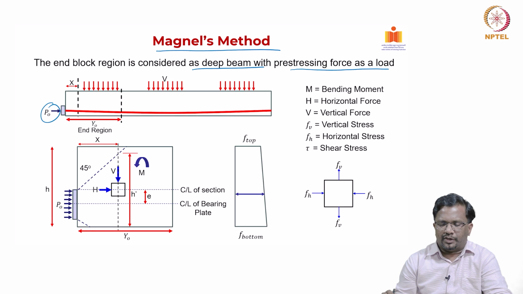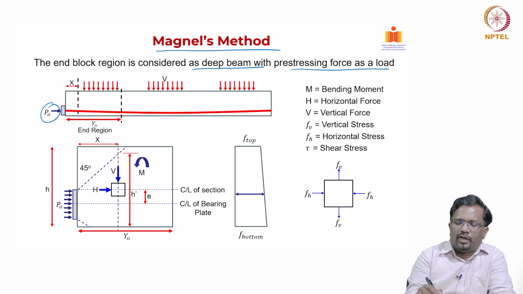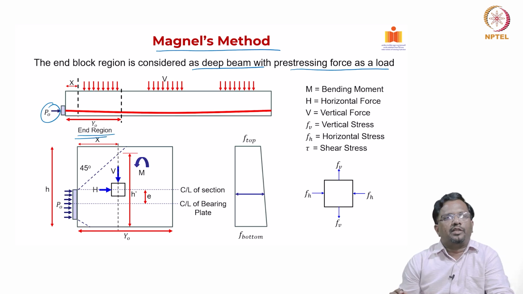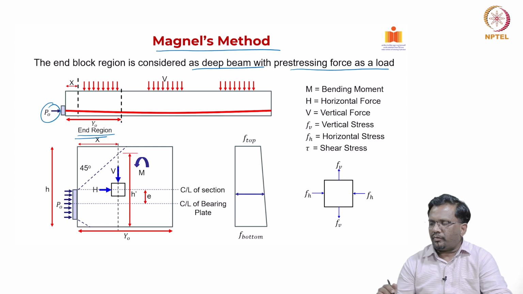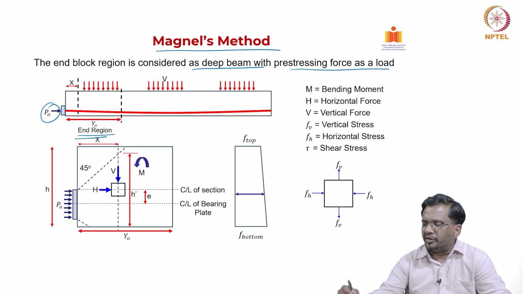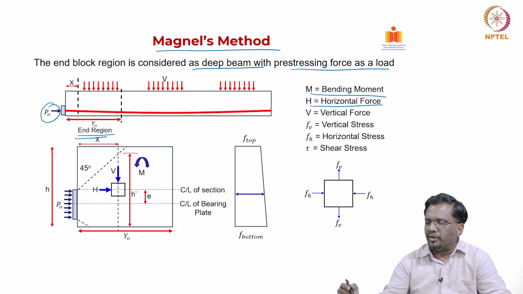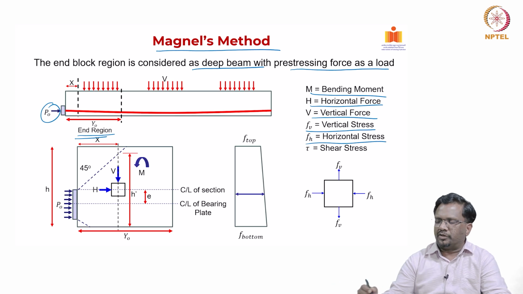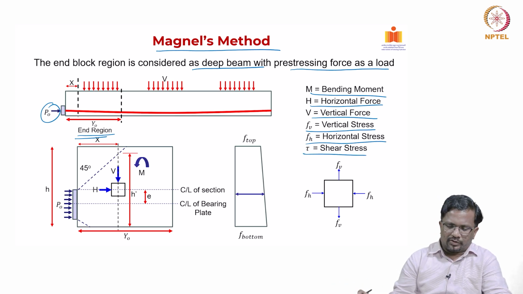We know that the end region is going to extend over a length of y naught, and these are your internal forces. M is your bending moment, H is your horizontal force, V is your vertical force, and F is a vertical stress caused by the load. FH is a horizontal stress caused by the pre-stressing and the load, and tau is your shear stress.